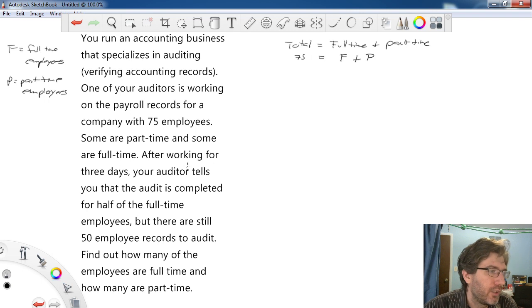After working for 3 days, your auditor tells you that the audit is completed for half the full-time employees, but there are still 50 employee records to audit. So find out how many employees are full-time and how many are part-time. So we still have 50 to audit.